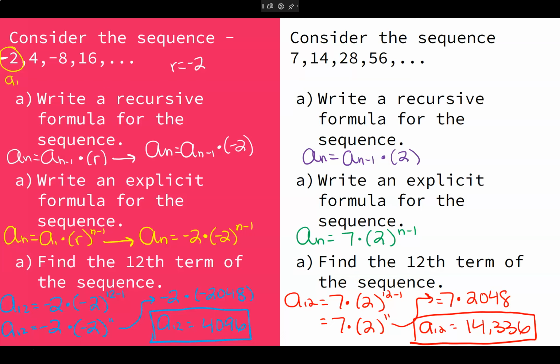Where did the 7 come from? It is my first term. Good. And then for my 12th term, we plugged in 12 for my n's. So we have a sub 12 equals 7 times 2 raised to the 12 minus 1 power, which does simplify to 14,336. We good? The "a sub" just stands for term, which is what we're finding. All right, one more, last one.